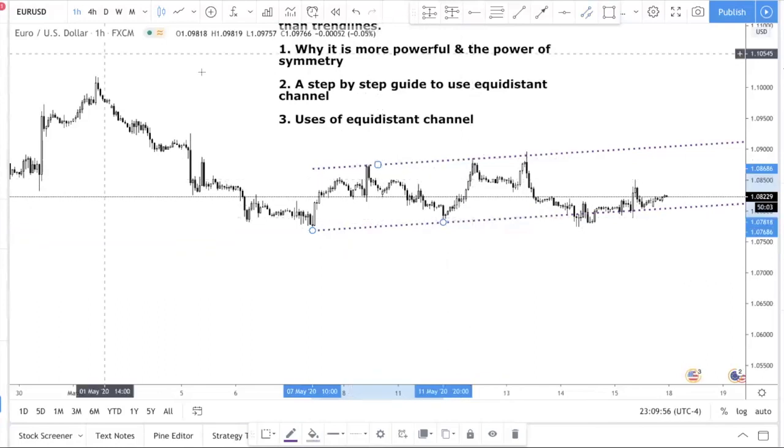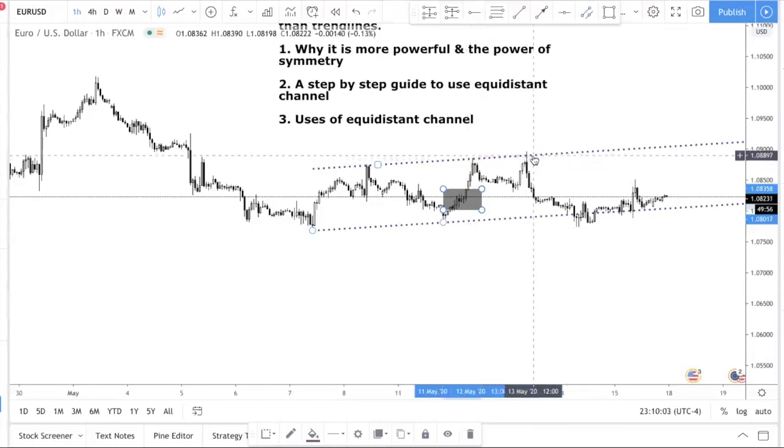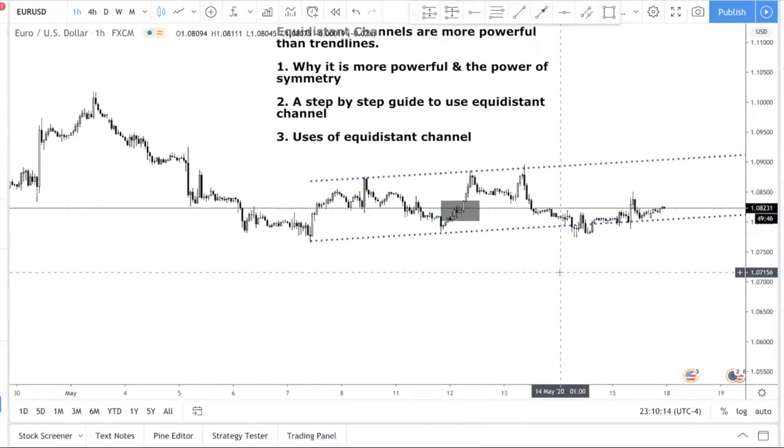Right, that means if price was somewhere around here, you would already have known beforehand that this is a strong resistance. You would already have known beforehand that this is a strong resistance, right? So this is the power of a trend, not trend line, but equal distance channel. Okay, it's very powerful if you use it correctly.